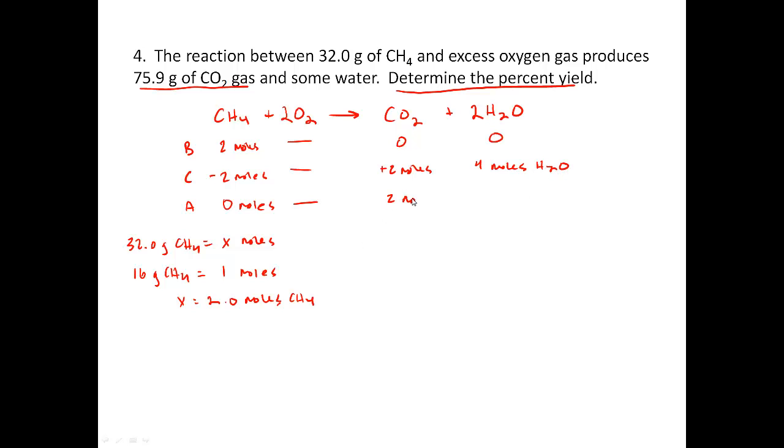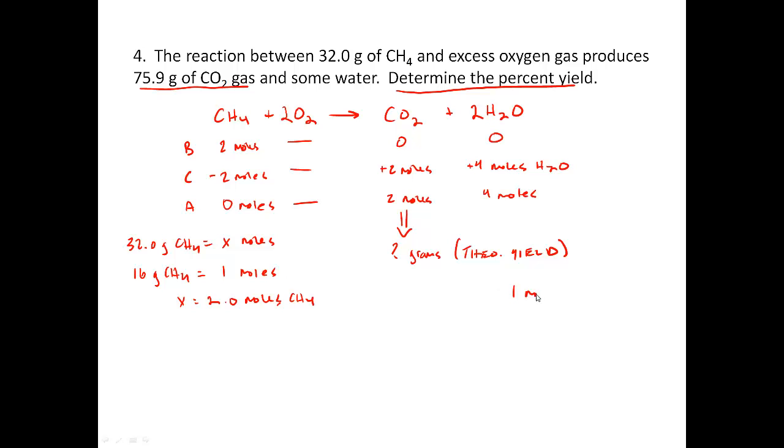In the end, I'm going to have 2 moles of CO2 and 4 moles of water. Now, how many grams of CO2 is this? We're going to need to figure that out. If we figure out the grams, this is going to be our theoretical yield.